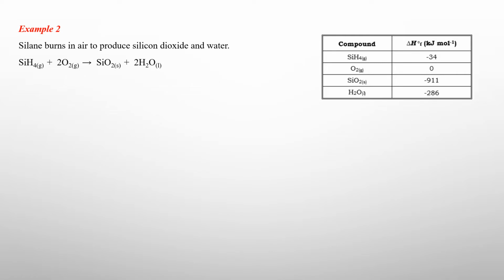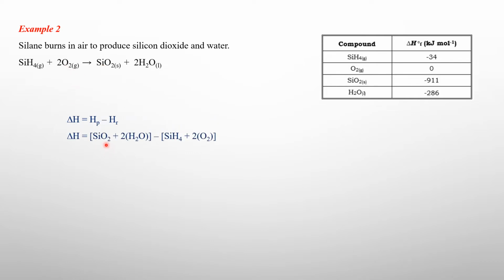Example number 2 now. In example number 2, again we are given the information of the heat of the reactant and the heat of the product. So all we have to do is bring this equation down and combine the heat of the product: heat of SiO2 plus heat of water, 2 moles of water. That will be the heat of the product minus heat of the reactant, so heat of SiH4 plus heat of O2. This is how it will read.